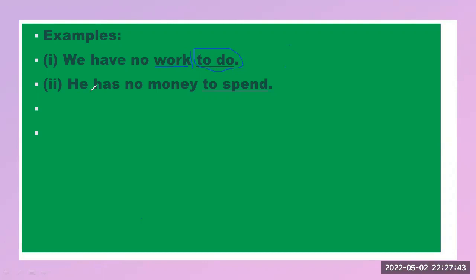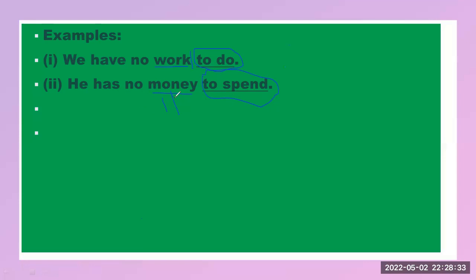Then example two, he has no money to spend. To spend now does the work of an adjective by telling us about the money. If you say he has some money, then somebody will want to know which money you are talking about. It could be money in the bank. It could be money in fixed assets. But here, to spend describes the type of money you are referring to. If you say he has no money to spend, he could have some fixed assets. He might have money in a fixed deposit account, which he cannot spend right away.